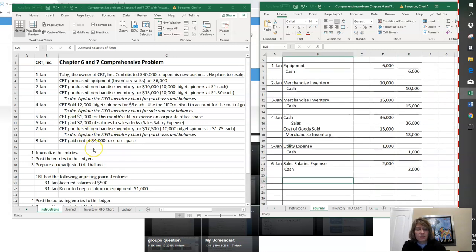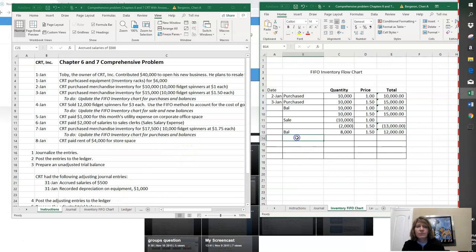And then on January the 7th, I purchased some more inventory. So merchandise inventory goes up with the debit, and cash goes down with the credit. How much did I buy? $17,500 this time. All right, and I am going to read my instructions, and it says, update the FIFO inventory chart for the purchases and the new balances. So I'm going to go to my FIFO inventory chart. I have a purchase. I bought 10,000 at $1.75 each, which is $17,500, and now I need to get a new balance. All right, so I still have my 8,000 at $1.50, and I also have my 10,000 at $1.75. So that is my new balance.